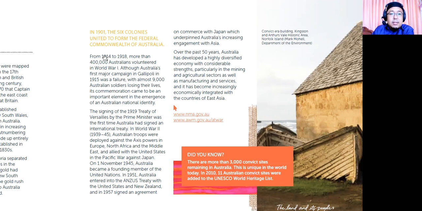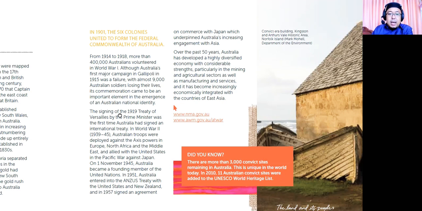In 1901, the six colonies united to form the Federal Commonwealth of Australia. From 1914 to 1916, more than 400,000 Australians volunteered in World War I. Although Australia's first major campaign in Gallipoli in 1915 was a failure, with almost 9,000 Australian soldiers losing their lives, its commemoration came to be an important element in the emergence of the Australian national identity. So, from 1914 to 1918, more than 400,000 Australians joined World War I.